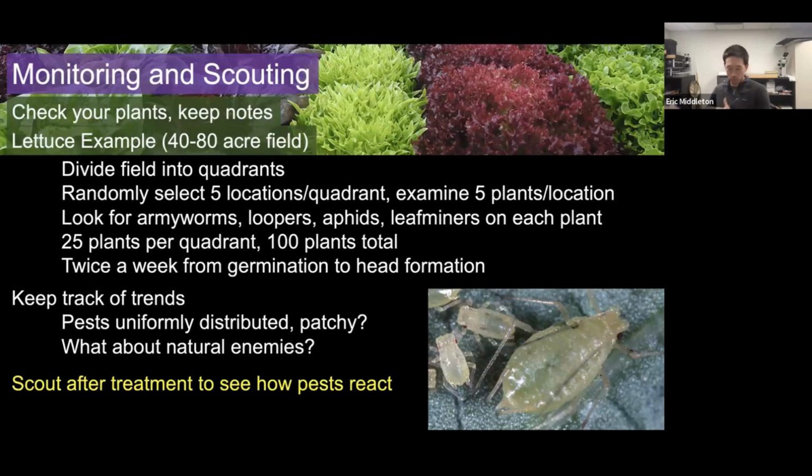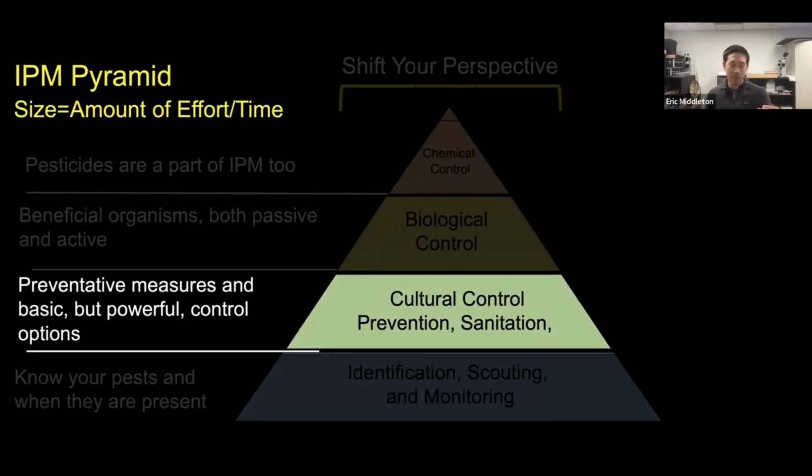So it's not just going through when you're growing, but also when you're actively applying treatment. And if done well, this type of monitoring and consistent scouting is going to be one of your most powerful tools when it comes to pest management. That was probably the thing we spend the most amount of time on, but let's get to the other parts of the IPM pyramid, which includes cultural control, prevention, and sanitation.